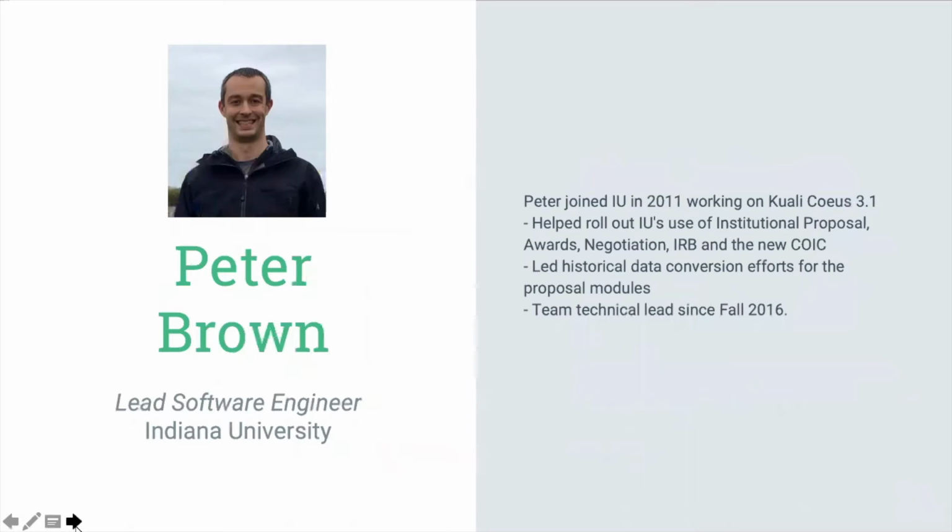He is currently the manager of research administration systems at Indiana University, and he is IU's representative on the Kuali Research Executive Sponsor Team. Peter joined IU in 2011 to work on Kuali COIC 3.1 and has participated in rolling out a number of Kuali products at IU, including Institute Proposal, Awards Negotiation, IRB, and the new Conflict of Interest and Commitment module, COIC. He also led historical data conversion efforts for the proposal modules, which was no small task, and has acted as team technical lead for 2 years now.